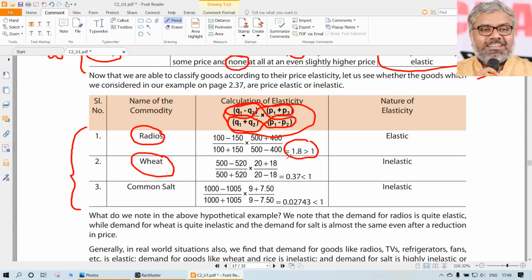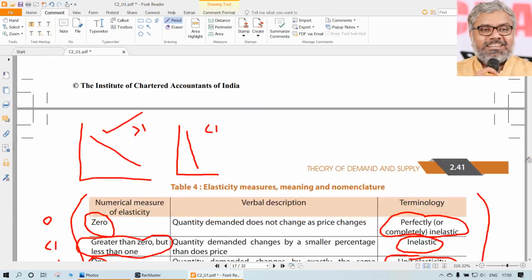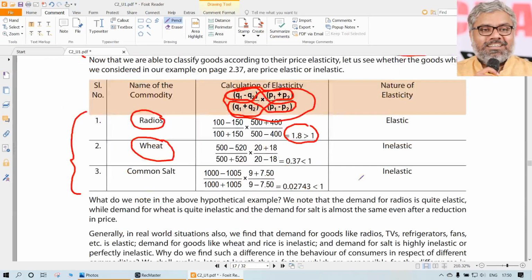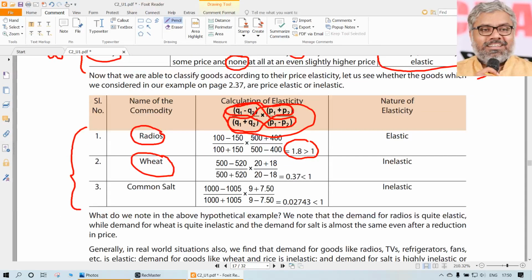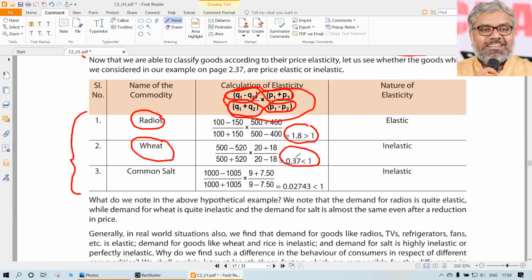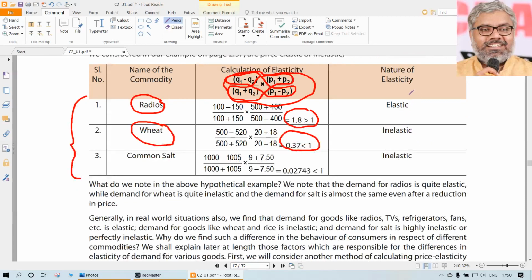You calculate for wheat. The data is given in the beginning of the chapter, when we started these examples. So take that. What is Q1 originally? 500, Q2 520. How much is P1? P1 was 20 and P2 was 18. Substitute that. Then how much elasticity will we get? 0.37. What does it mean? Now we have to understand. If it is more than 1, the elasticity of demand greater than 1, then we can say the radios are elastic.